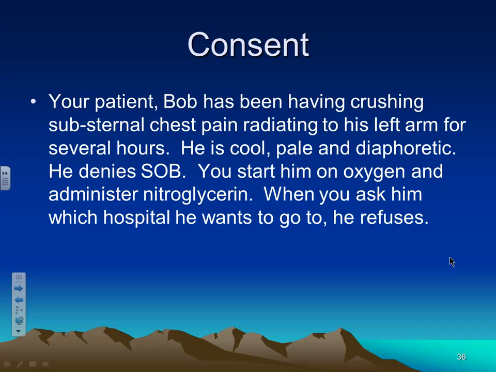Okay, next scenario. Your patient, Bob, has been having crushing substernal chest pain radiating to his left arm for several hours. He's cool, pale, and diaphoretic. He denies shortness of breath. Put him on some oxygen, give him some nitroglycerin. When you ask him which hospital he wants to go to, he refuses. So what's your job? Well, I don't know, why is he gonna die?